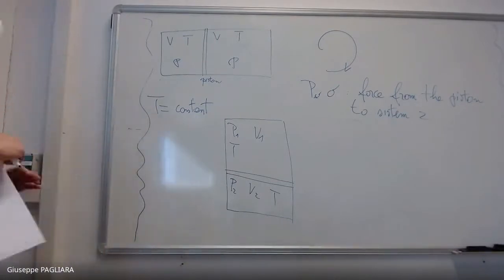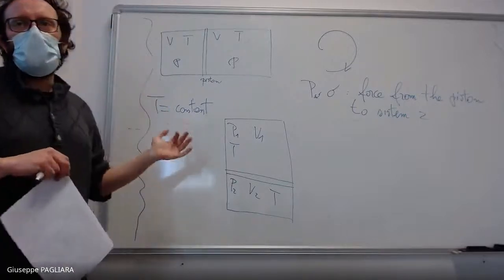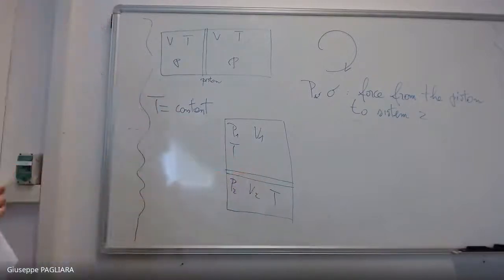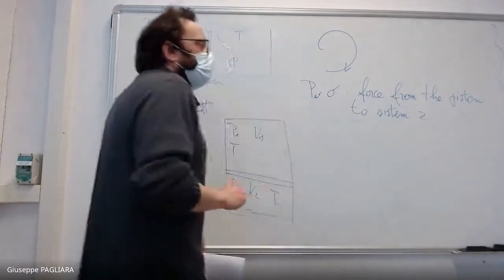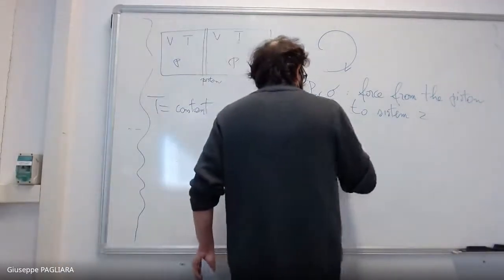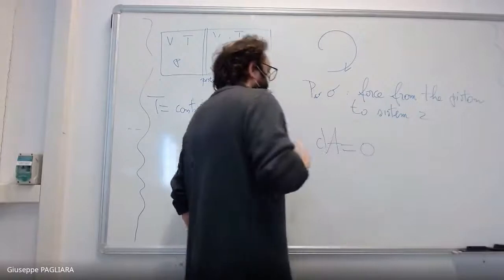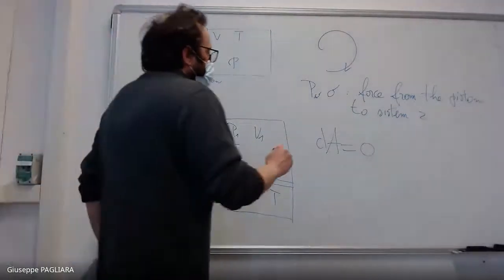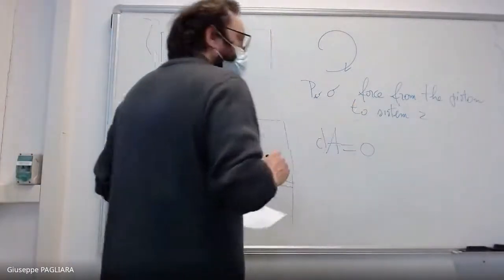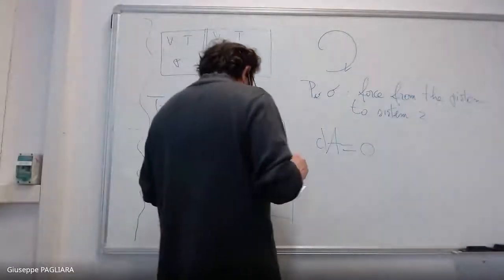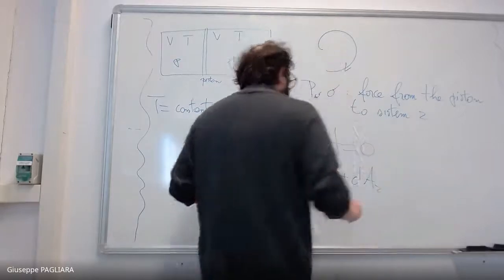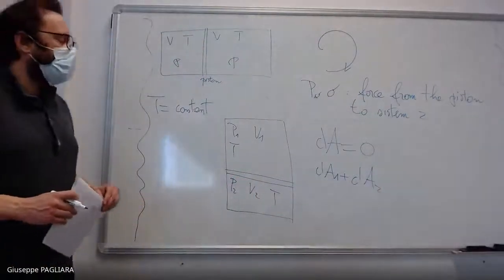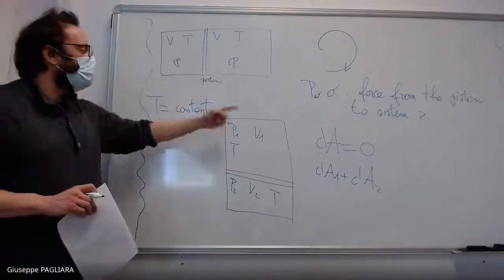So okay, let's start from this. T is constant again, volume is constant again. We have to minimize the Helmholtz free energy, okay, as before. And to do that, we have to impose that dA is equal to 0 in order to get the equilibrium, right? And dA, now what is dA? It is dA1 plus dA2, which are the variation of the Helmholtz free energy of system 1 and system 2.